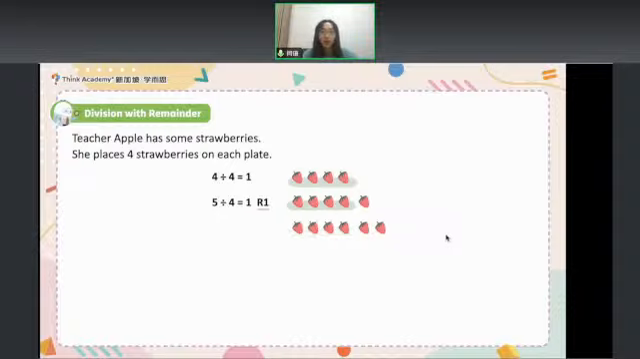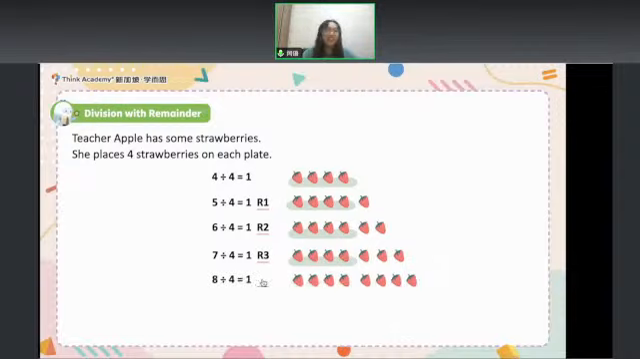Okay, next one, what about if I have 6 strawberries? That is 6 divided by 4, which is, yes, 1R2, super easy. Next one, 7 divided by 4, you can see the pattern, right? And then it is 1R3. Okay, next one, super easy, 8 divided by 4, that's 1R4, am I correct? Why is it 1R4? I see some of you just saying yes. It's 1R4.